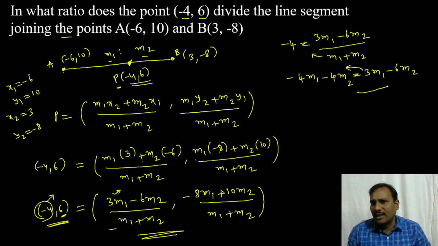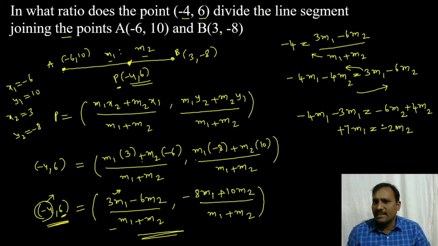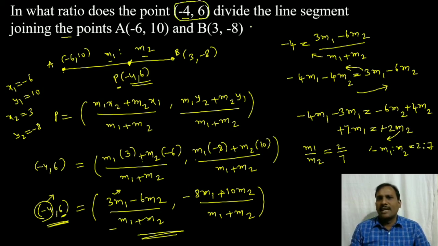Let us bring m1s together and m2s together. So -4m1 minus 3m1 is equal to -6m2 plus 4m2. So -7m1 is equal to -2m2. So minus minus cancel. Send m2 to this side, send 7 to the other side: m1 by m2 is equal to 2 by 7. Therefore, m1 is to m2 is equal to 2 is to 7. So this point -4, 6 divides the line segment -6, 10 and 3, -8 in the ratio of 2 is to 7. So that is the answer.